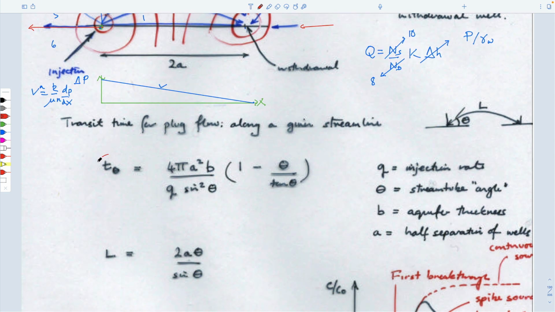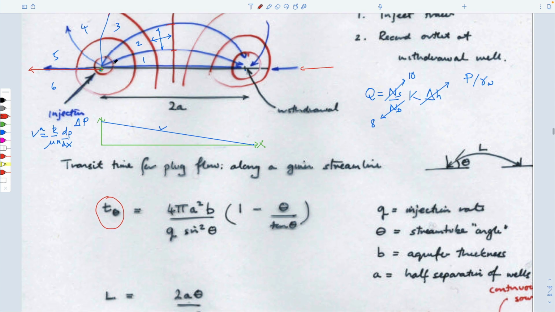These are the individual travel times given by this expression. They vary with the angle theta. The fastest one will be theta equals 0, because this term will be equal to 1 minus 1, so this will be 0. And sine 0 is 0. So 0 divided by 0 is 1, and therefore the residence time on the fastest pathway will be just equal to this term here.